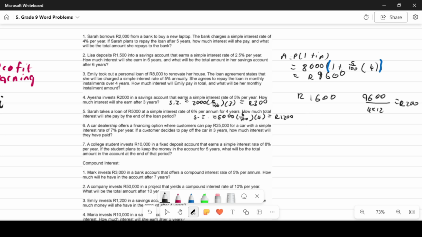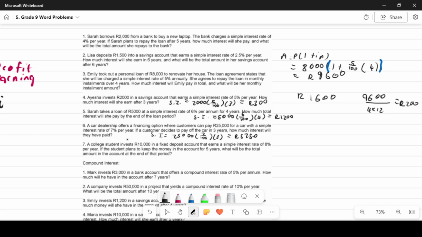So the dealership offers an option where the potential customer can take a loan for 25,000 Rand at an interest rate of 7%, but it has to be paid off in 3 years. So how much interest would that person have paid? It'll be: simple interest is equal to 25,000 Rand times 7 over 100 multiplied by 3, which is 25,000 times 7 times 3 divided by 100, which gives us 5,250 Rand worth of interest that person would have paid if they bought this car on taking a loan of 25,000.